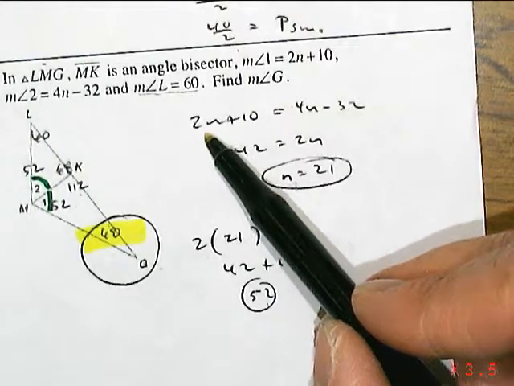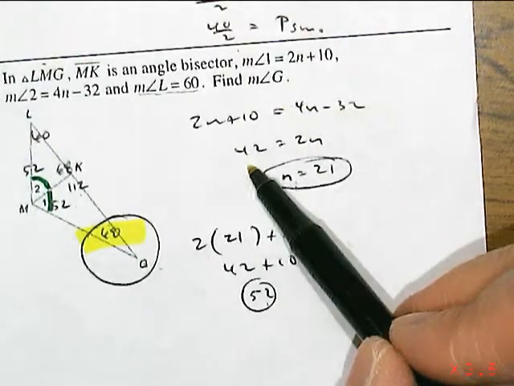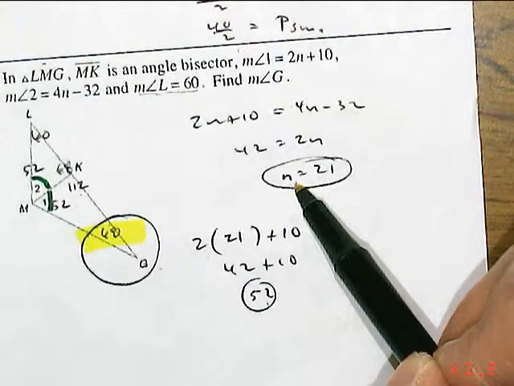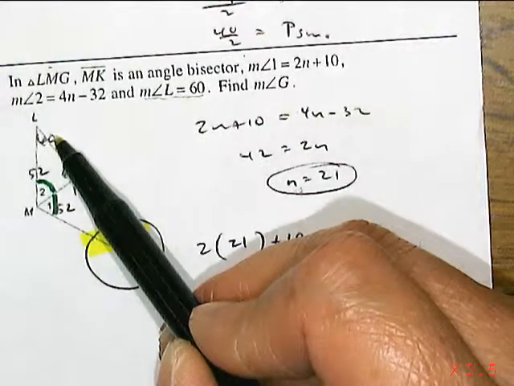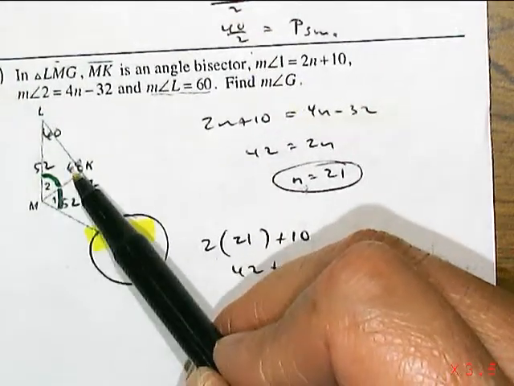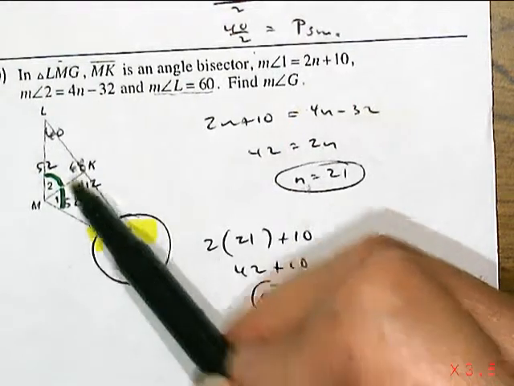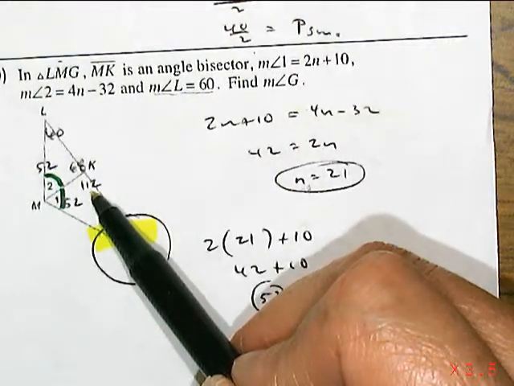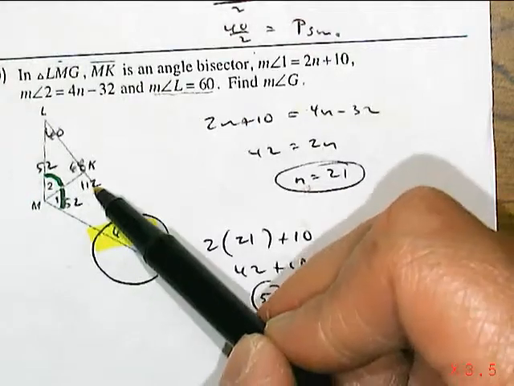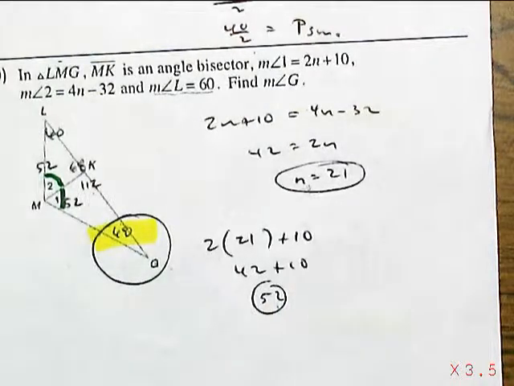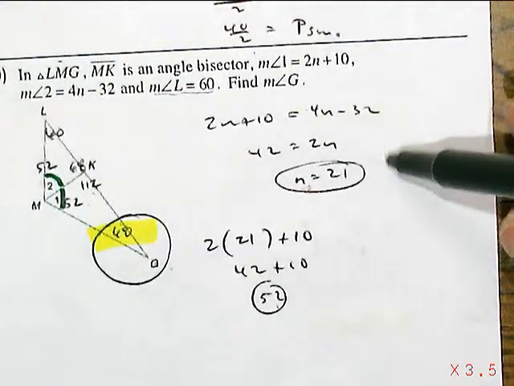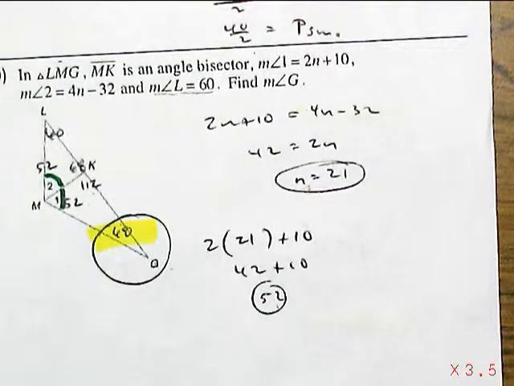Let's double check. Subtract 2n, add 32 is 42, n equals 21. 84, 52, so that's 52 degrees, that's 60, that gives me 112. 112 plus 68 gives me 180. Angle G, because if I add these three angles together, that equals more than 180. Alright, so we figure that out.